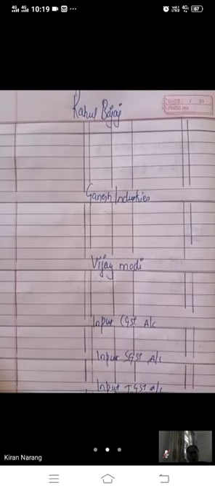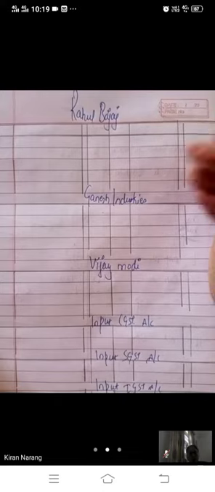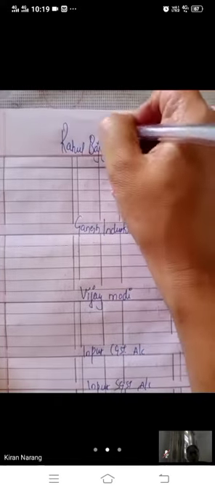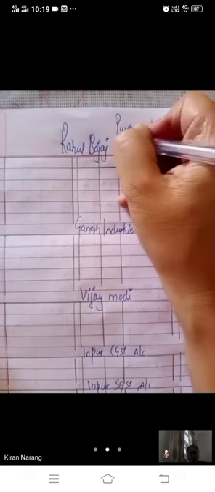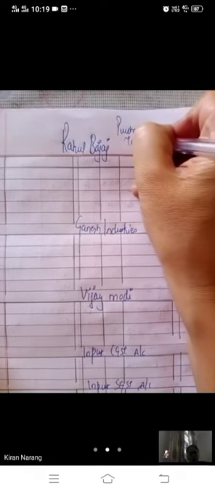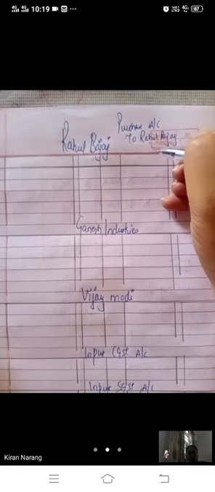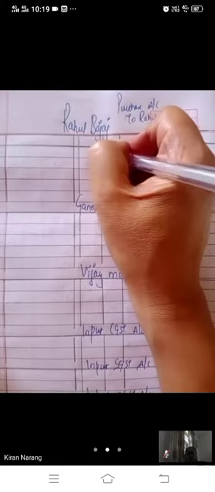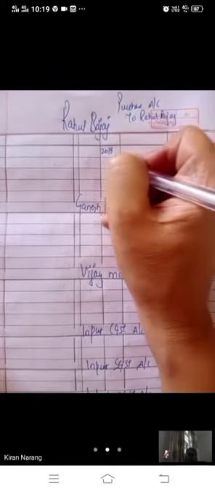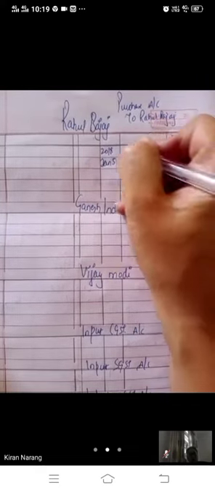Now we have to do the posting. But the posting will be done on the opposite side. If we have passed the journal entry, have a look. Purchase account debit to Rahul Bajaj. This is the journal. Purchase goods from Rahul. In Rahul's account, we will write by purchase. What will we write? 2018, January 5, by purchase account.